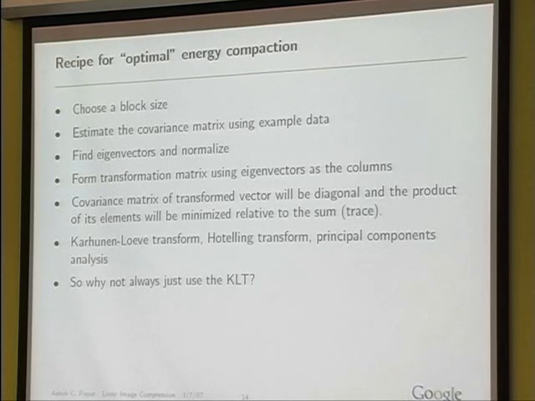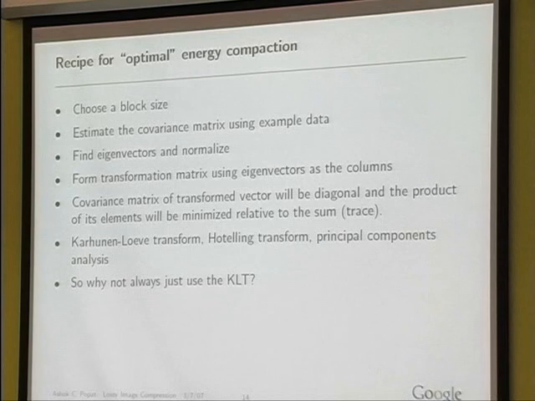You form, for each vector, the outer product with itself. We'll subtract off the mean, then form the outer product with itself and take the average. That will give you an estimate of the covariance matrix. You find the eigenvectors of that covariance matrix, and you normalize them, and then you use those as the columns of your transformation.